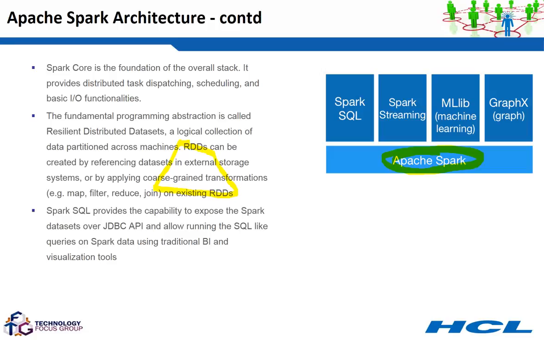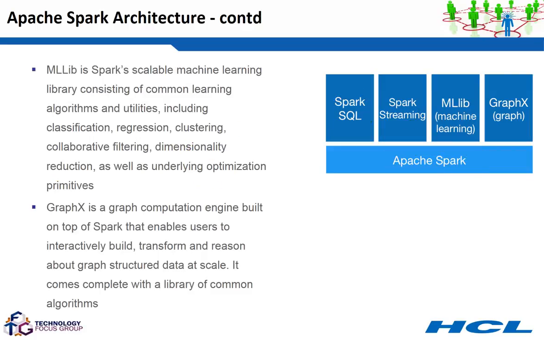Okay, Spark SQL gives you a feature to expose all those datasets, and you can use it via the JDBC API and allow running SQL-like queries on Spark data. Okay, so you can use Spark SQL for querying those RDDs using JDBC APIs and all those things. Spark Streaming is for real-time handling. If you have real-time streams coming into the system, you can use Spark Streaming. If you have a requirement where you need to do some machine learning algorithms, for example clustering or classification, etc., you can use the MLlib library of Spark. And for any graph database or those kinds of functionalities, you can use GraphX libraries.